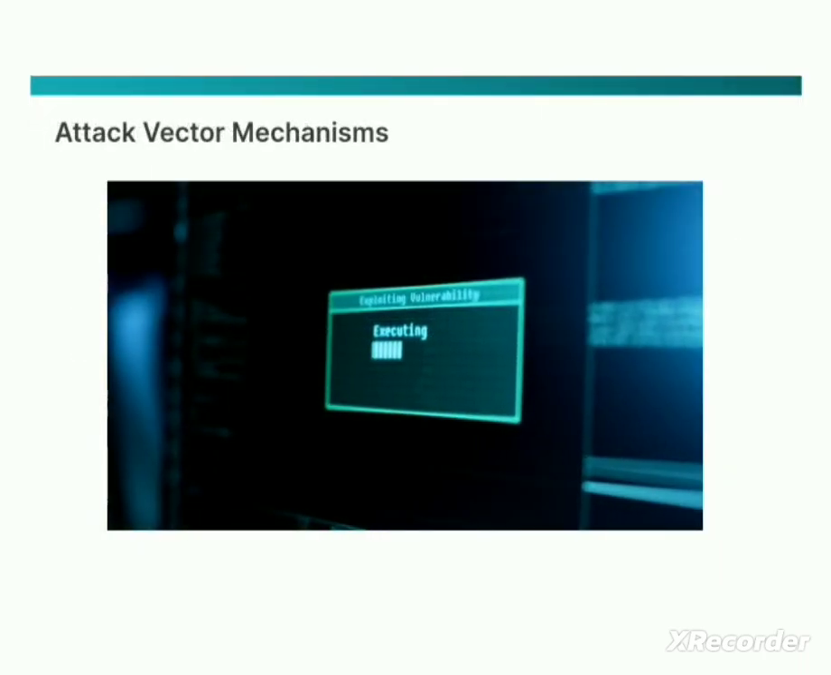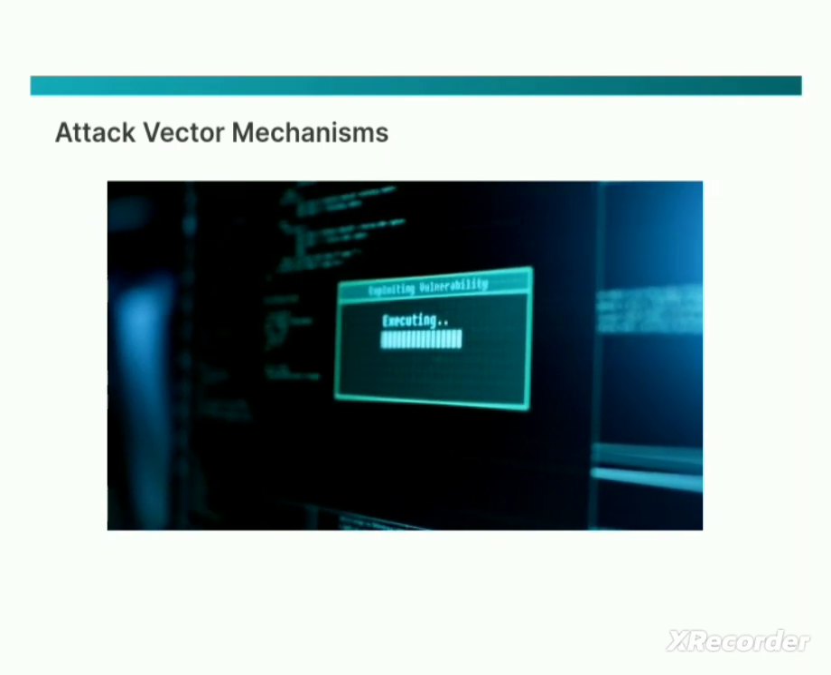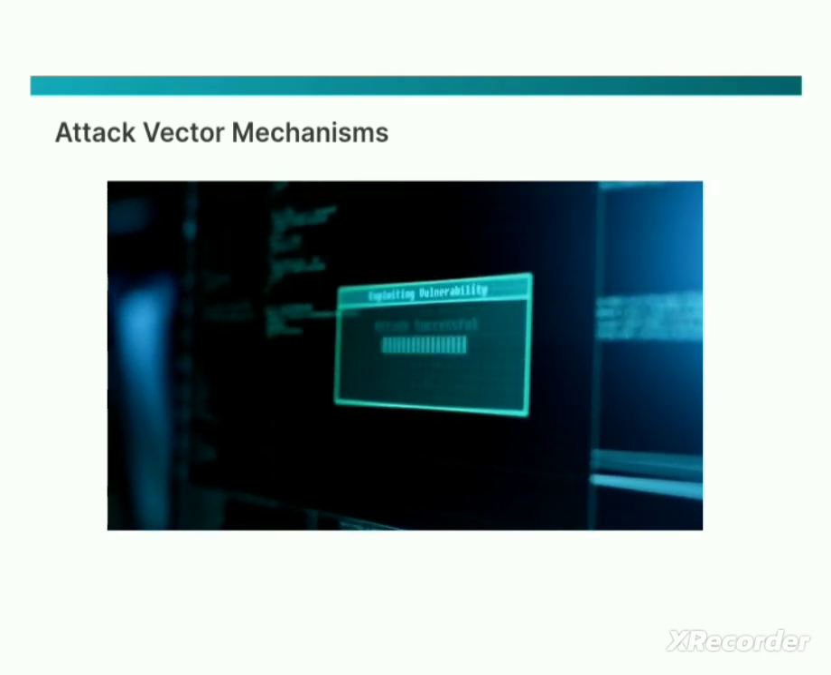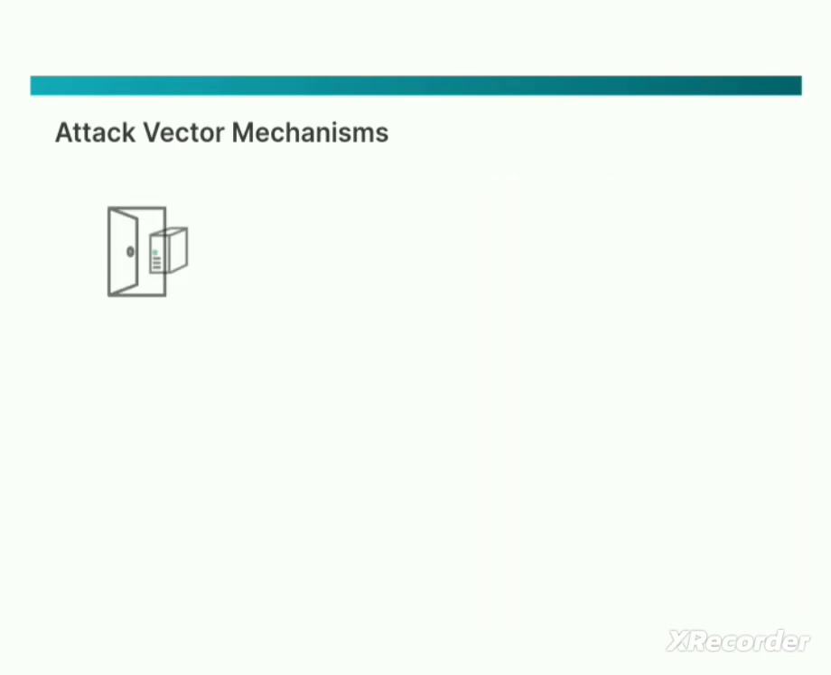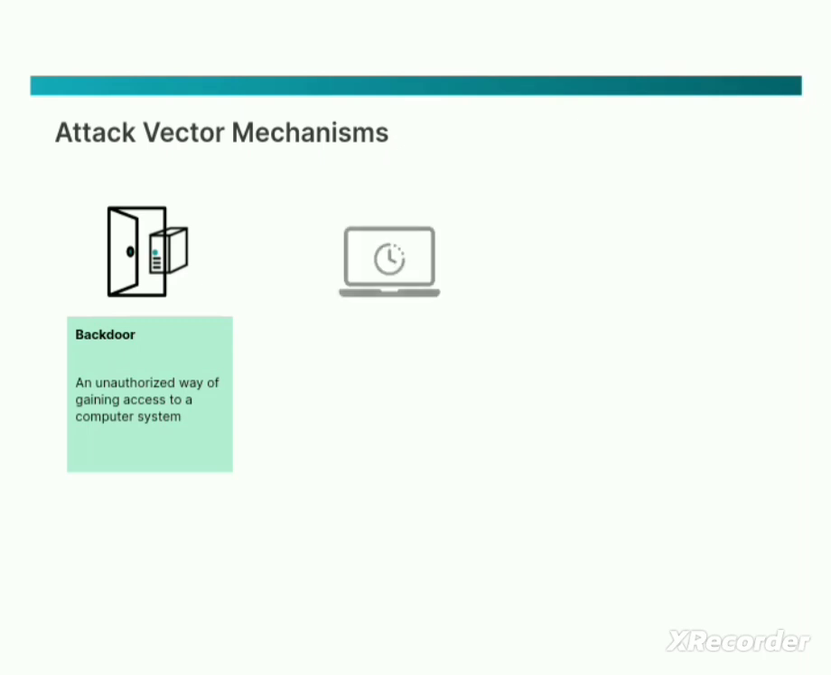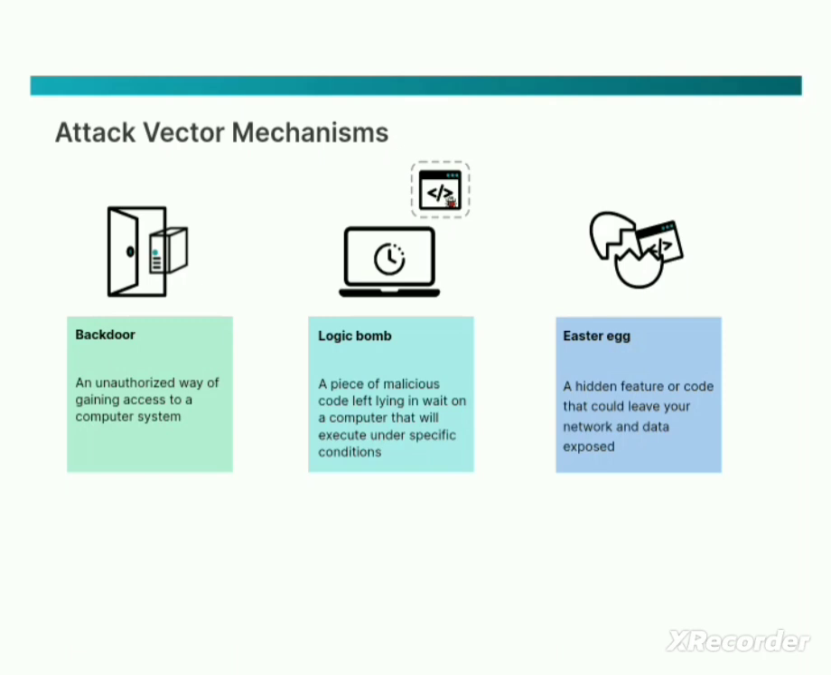When a bad actor finds a pathway to a vulnerability, they can install malware or deploy a malicious mechanism. Here are some examples of clandestine mechanisms and exploitation methods used by bad actors. A backdoor is an unauthorized way of gaining access to a computer. A logic bomb is a piece of malicious code left lying in wait on a computer that will execute under specific conditions. An Easter egg is a hidden feature or piece of code left behind by developers.